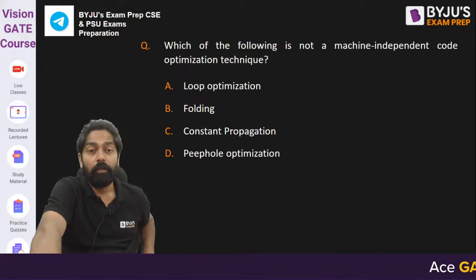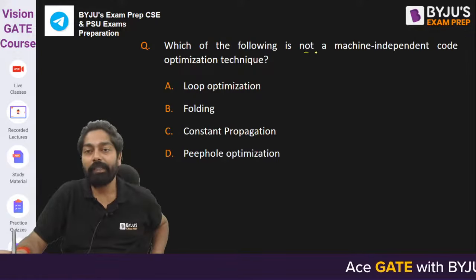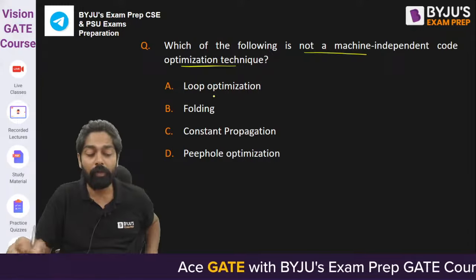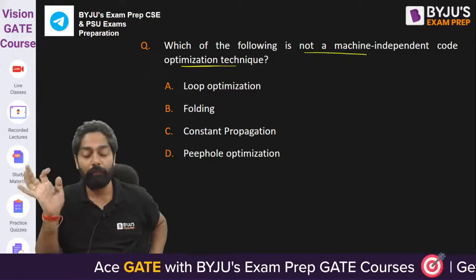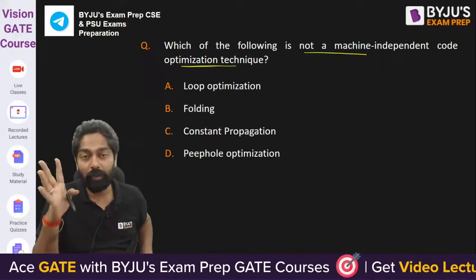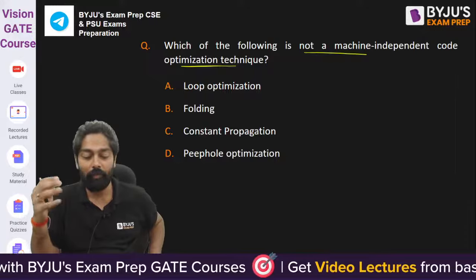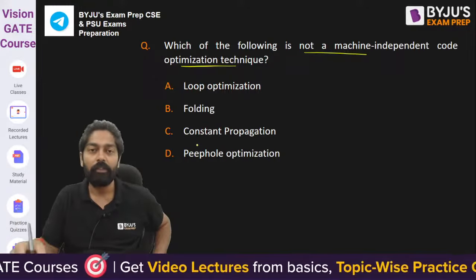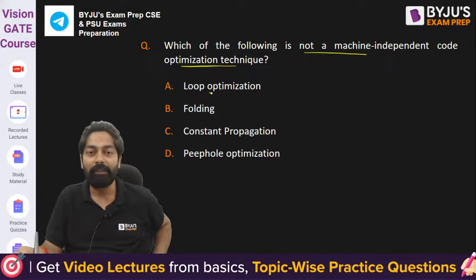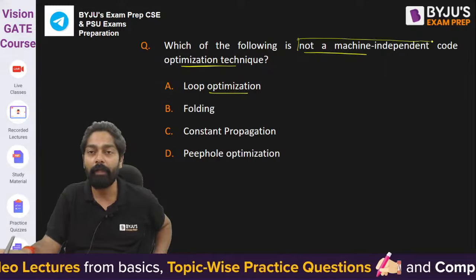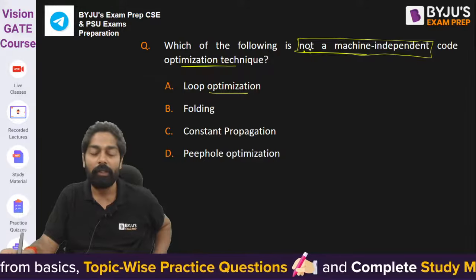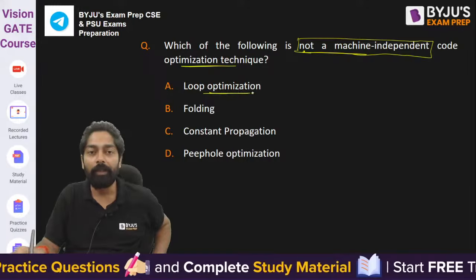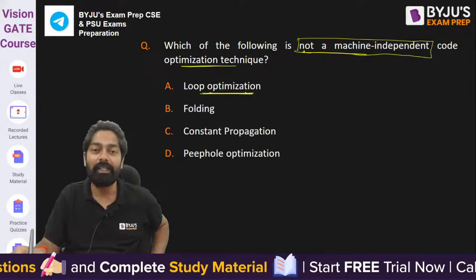Now, which of the following is not a machine independent code optimization technique? These kinds of questions will definitely come in NPTEL exams. If you have filled up the exam form, they will ask simple questions only, and if you are comfortable, you will be able to give the answer. They are asking about not a machine independent. Loop optimization is machine independent.